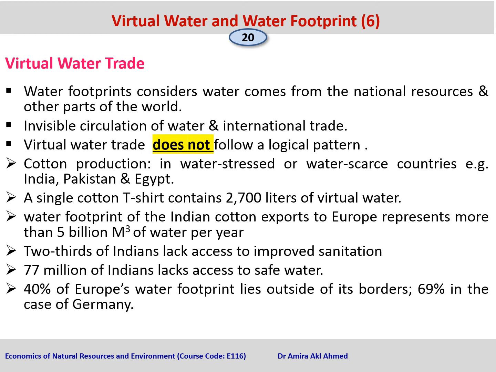On the other hand, European countries, which are far from being water scarce, have living styles that require massive imports of water-intensive goods. As a result, 40% of Europe's water footprint lies outside of its borders. In the case of Germany, around 69% of water footprint lies outside its borders.